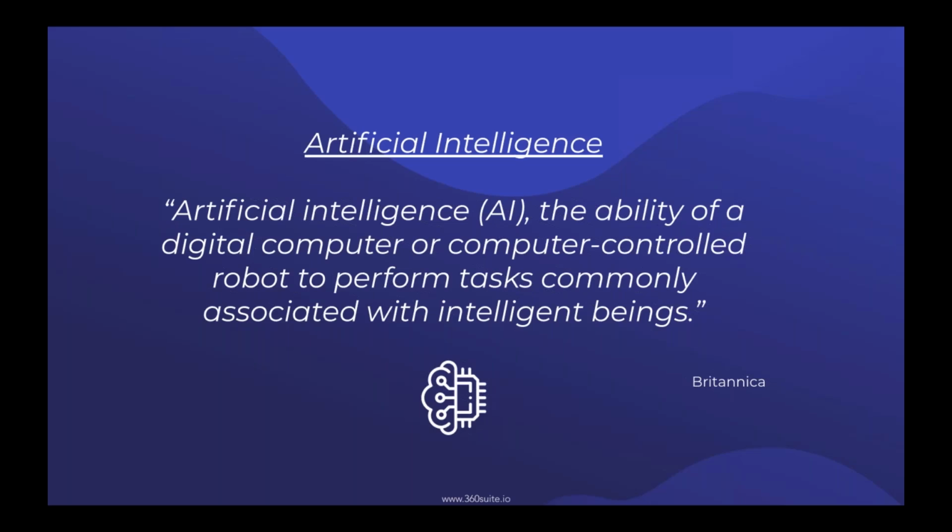Nonetheless, I thought I would just lift a definition right off of the Britannica in order to get us started here and get us grounded. So artificial intelligence is the ability of a digital computer or computer-controlled robots, we love the robots, right, to perform tasks commonly associated with intelligent beings. So, you know, that's AI at a really, really high level, right, when we're talking about it almost in an academic sense.